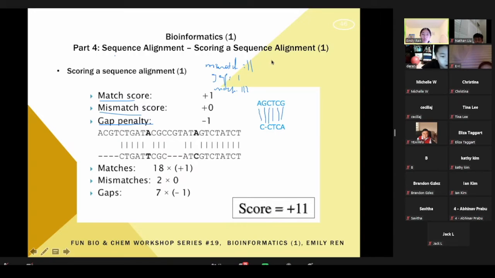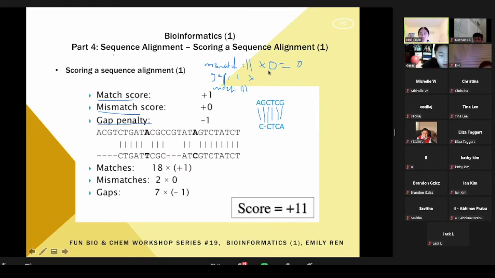So for mismatch, we have 2 times 0, that's 0. For gap, we have 1 times -1, which is -1. For match, we have 3 times 1, which is 3. So then we add all of these together and we get 2.